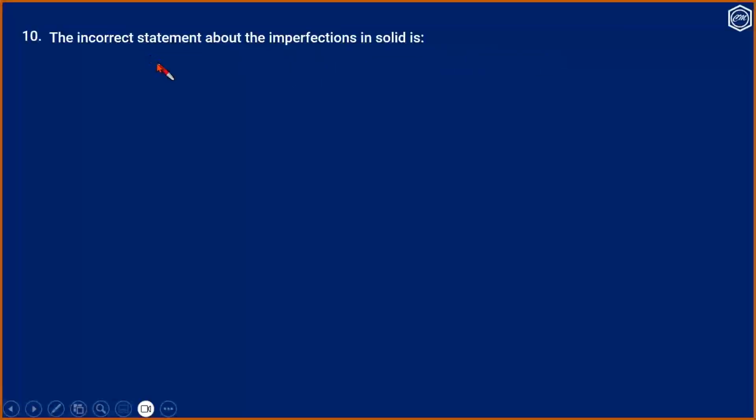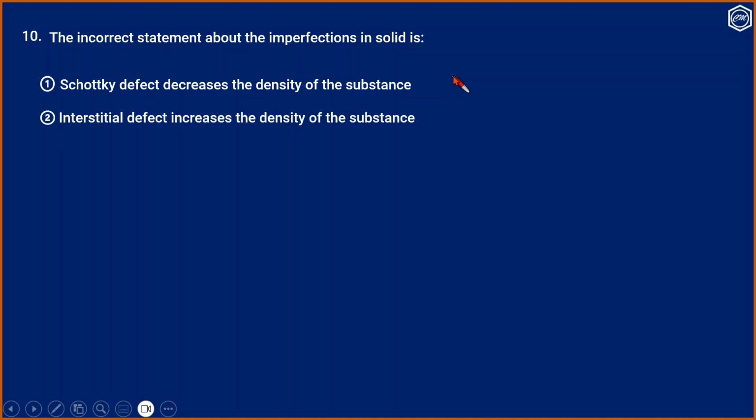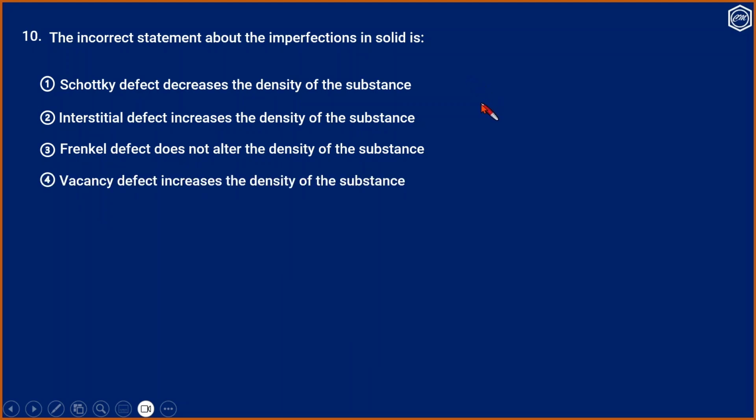Question number 10. The incorrect statement about the imperfections in solid is: Schottky defect decreases the density of the substance. Interstitial defect increases the density of the substance. Frenkel defect does not alter the density of the substance. Vacancy defect increases the density of the substance.